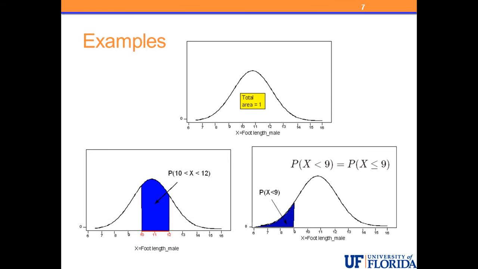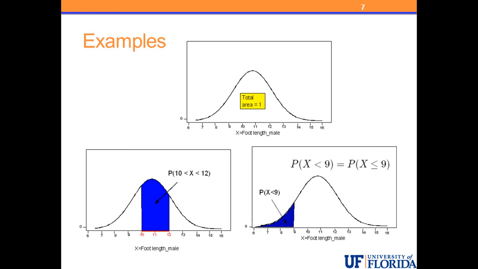Here are a few examples like those we will be working soon. We will learn to calculate probabilities and work backwards from probabilities to find scores. In these problems, it's good to sketch the situation and the area of interest. Notice again on the lower right that to find the probability that x is less than 9 is the same as finding the probability that x is less than or equal to 9, since the probability that x equals 9 is 0.